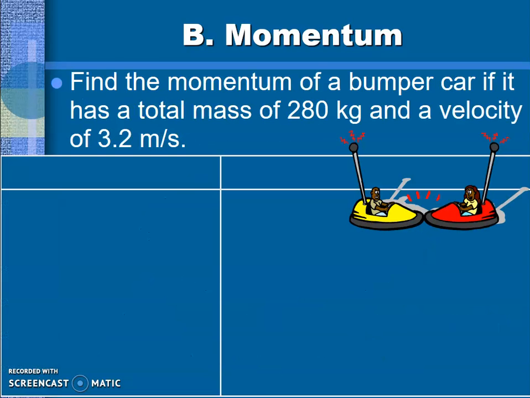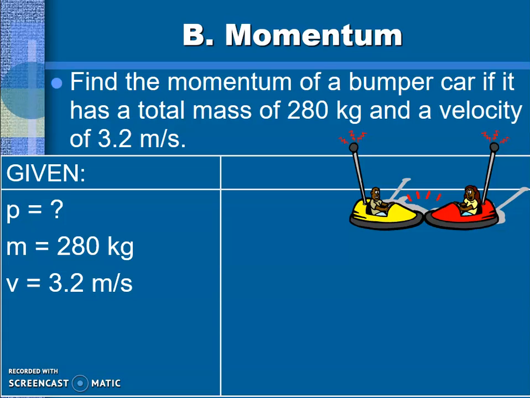All right, let's do some example problems. Find the momentum of a bumper car if it has a total mass of 280 kilograms and a velocity of 3.2 meters per second. So analyze the problem. What do we know? What do we need to know? My momentum is unknown. Find the momentum, so find P. It has a total mass of 280 kilograms, so I have my mass, and a velocity of 3.2 meters per second. So here's my known and unknowns.